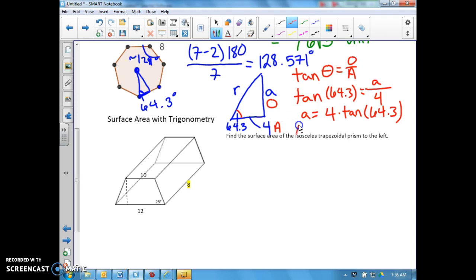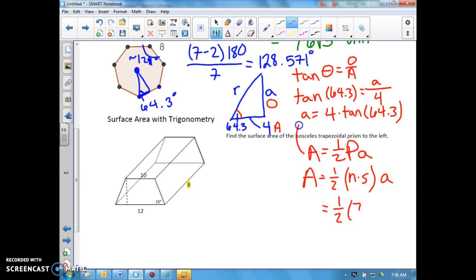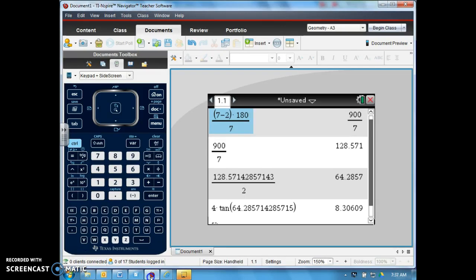Okay, and guys, I'm going to come down here now. I need to find the area of my regular polygon. Remember, area equals 1/2 perimeter times apothem. I could have gotten that from my formula chart, where perimeter is the number of sides times the side length. So now I can just plug in. 1/2, number of sides is 7 times a side length of 8. My apothem was 8.3, right? Let me make sure. Yep, 8.3.